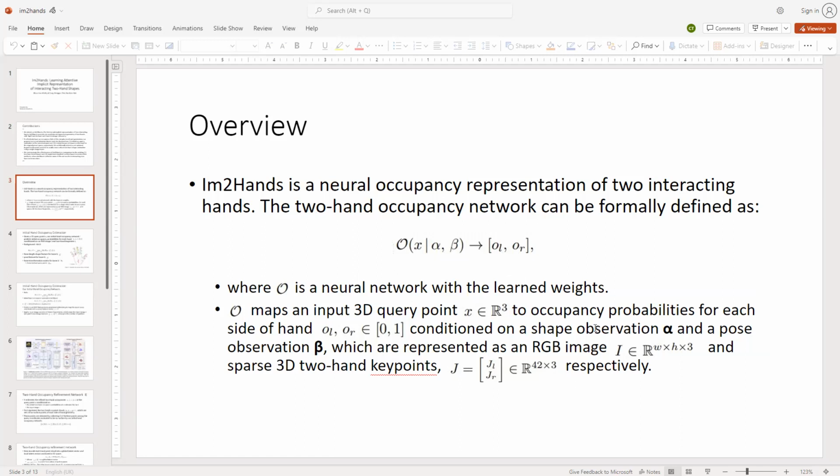The idea is to have this occupancy value conditioned on alpha and beta, but these are represented as the image, as well as the key points of the hand. As you can see, the key points have been represented here as a 42 by 3 matrix. The 42 here stands for 21 key points in a single hand.